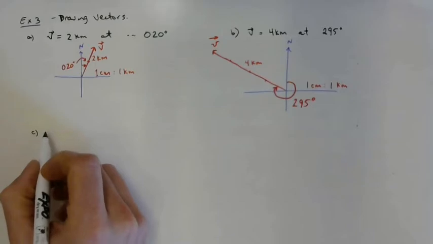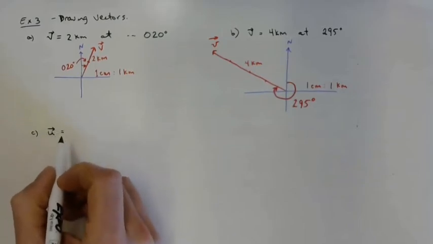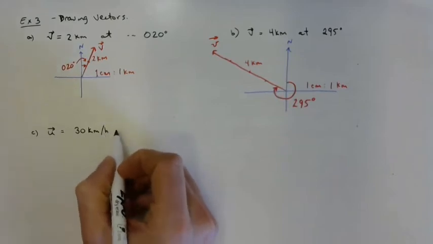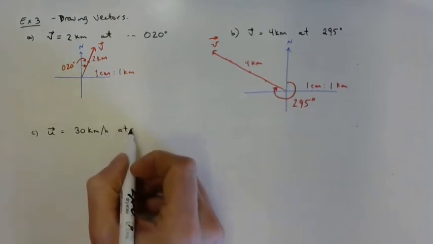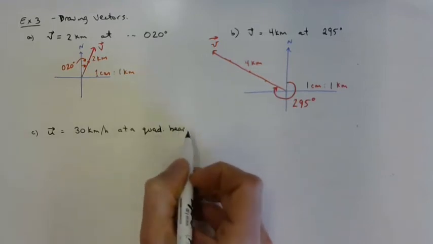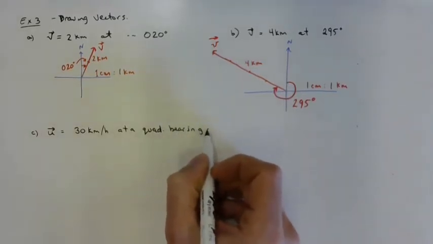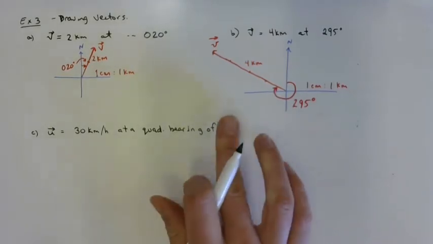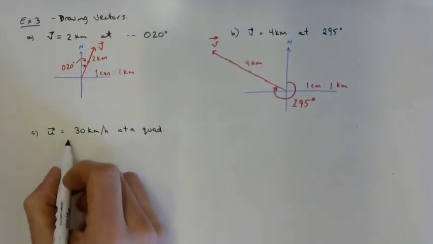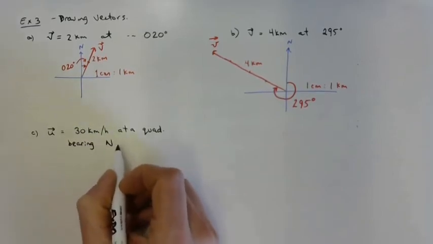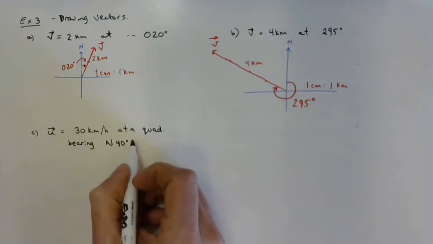C, vector u is equal to 30 kilometers per hour at a quadrant bearing of north 40 degrees east.